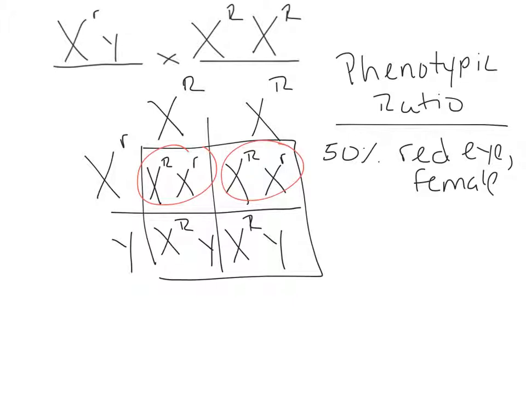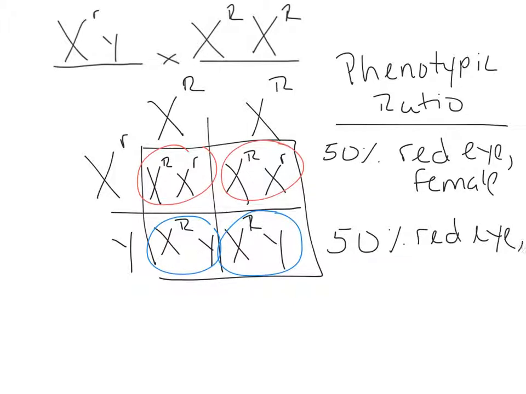In these other boxes down here, we have two males, and both of them are also red-eyed. So 50% red-eyed male. Be sure when you're doing these problems that you give me the full phenotype as well as the percentage or fraction.